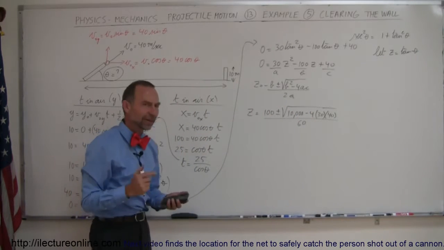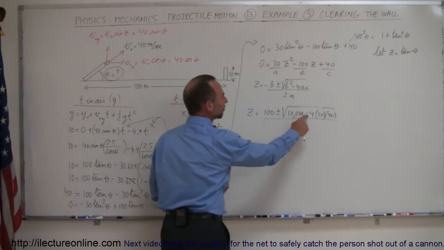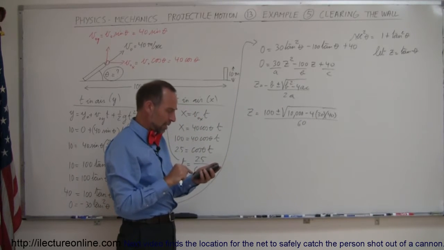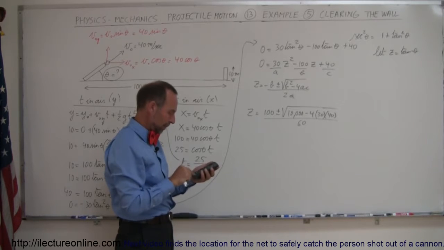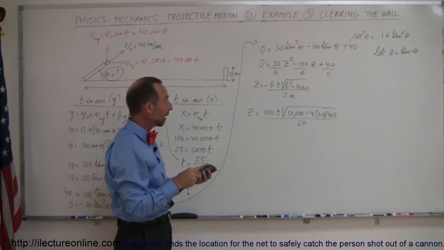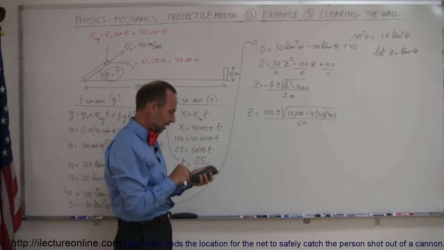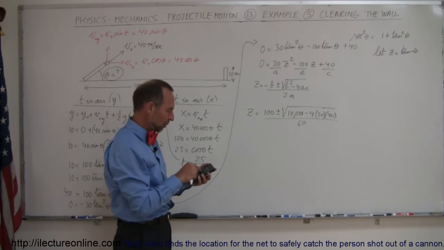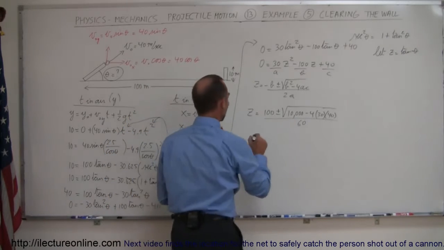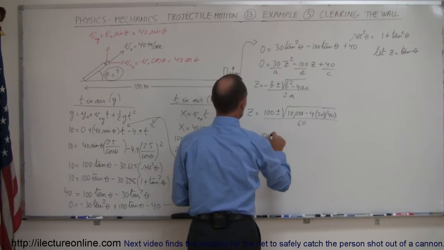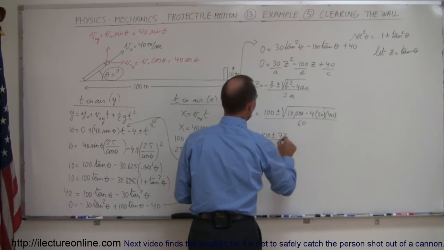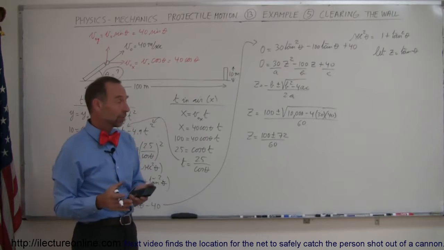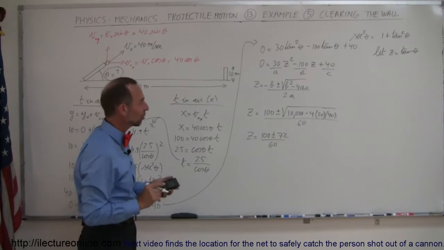All right, let's see if I did this right, because if this becomes a negative number, I can't solve that. So 30 times 40 times 4. That's minus 4,800, subtract that from 10,000. So that looks good, that's a positive 5,200, and I take the square root of that, and it's 72. So we have z is equal to 100 plus or minus 72 divided by 60. That means I have two plausible answers. Does that make sense? Well, we'll see in just a moment.